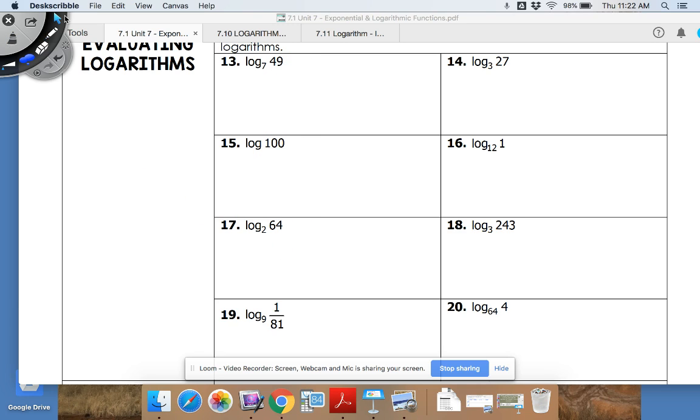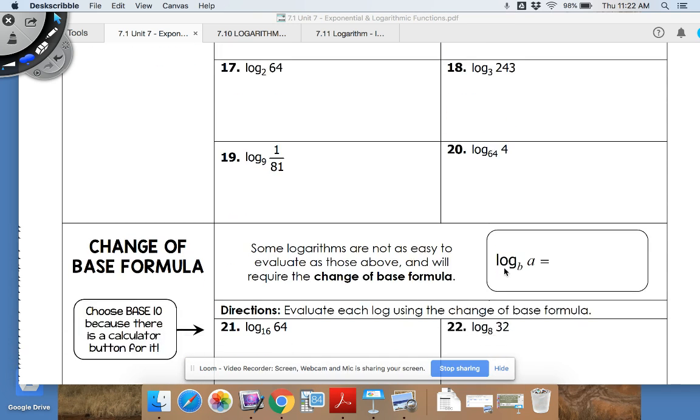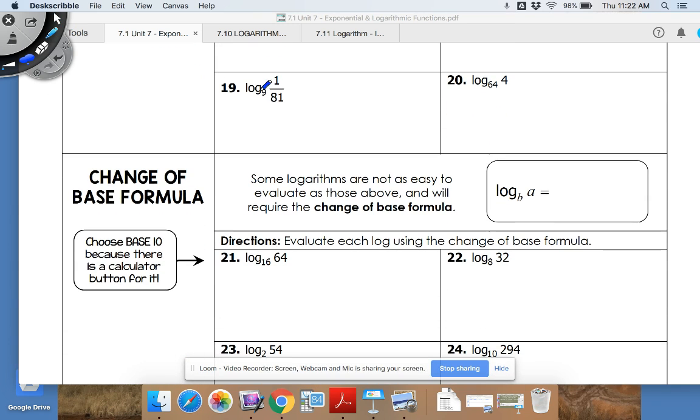And then one of the last ones we're going to look at is this one. We would rewrite it as 9 to the what power equals 1 over 81. So we know that 9 squared is 81. And since it's a fraction, we know it's actually going to be negative 2, because that's how it would flip to the bottom. But I want you to look at number 20.